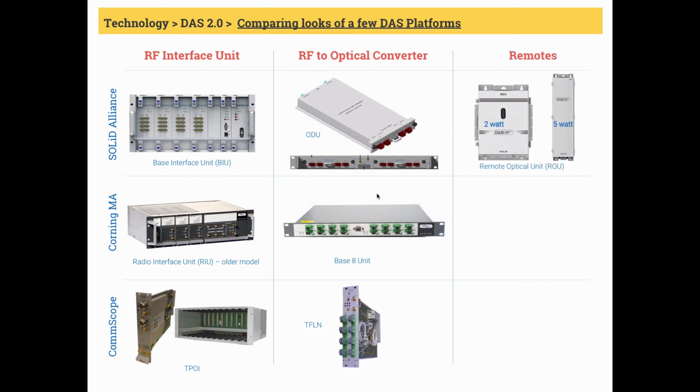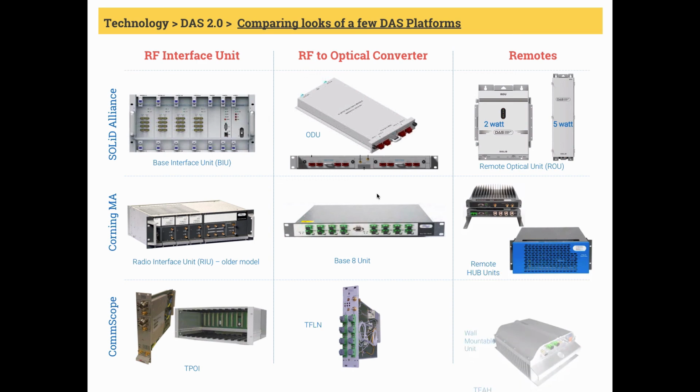Remotes in Solid, we are showing 2 flavors of remotes, one with a 2 watt power output, the other one with 5 watt. These are called Remote Optical Unit. In Corning, this is the Remote Hub Unit. This is how they look. And in CommScope, we call it TFAH, and I'm showing a wall mountable unit.